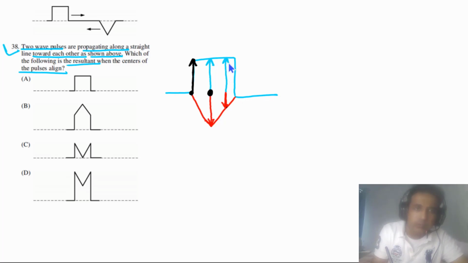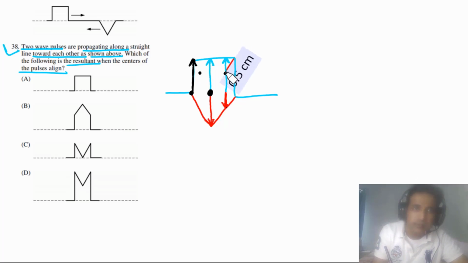So in this case, positive displacement is greater, so it means that the resultant displacement is somewhere here at this point. The same will be true here. It will be the same process, it will be here. Now we simply need to connect these points.